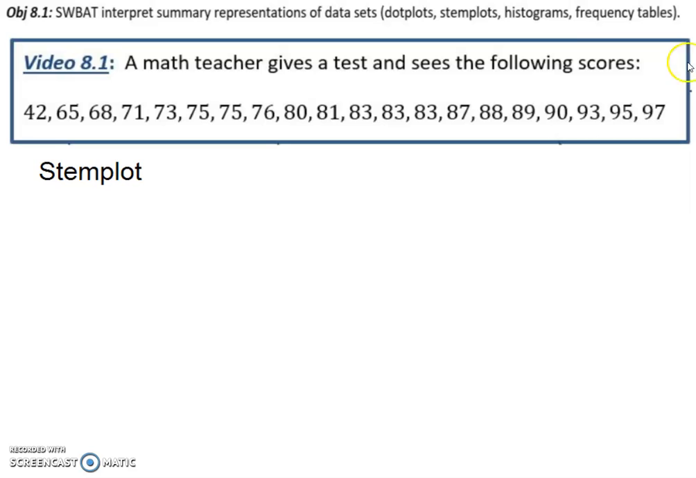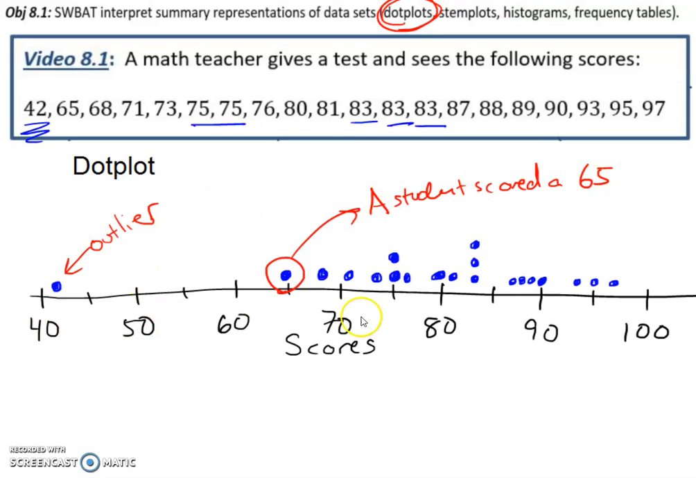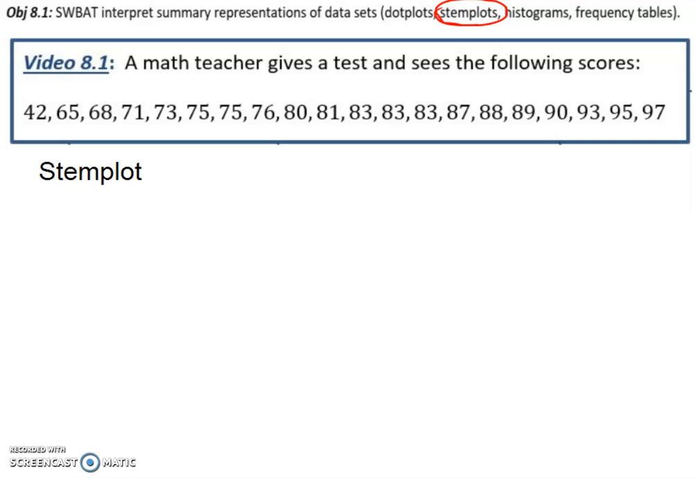Our last representation in this video is a stem plot. Stem plots are a unique type of graph. The way I think about them is as a sideways dot plot. So you know how in a dot plot or a histogram, your x-axis goes side to side. In a stem plot, it often goes up and down. And the typical way to do a stem plot is you put your 10 spot inside the stem, and then the 1 spot in a number is the leaves.